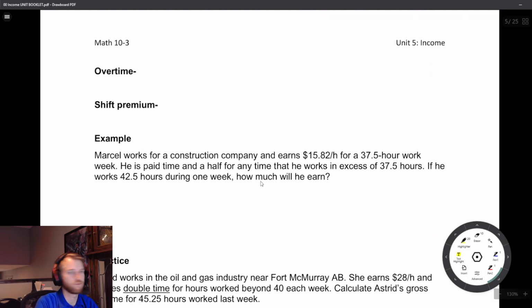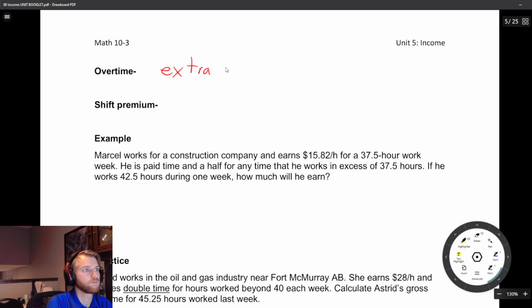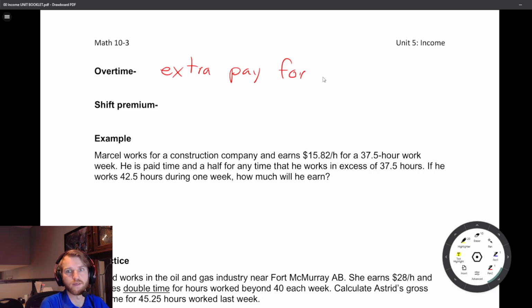Okay, now it brings us to the ones that have a little extra layer. It's not bad, but you do have to make sure you do it right. And we add in overtime and shift premiums. Okay, so overtime is when you're getting extra pay for working extra hours.